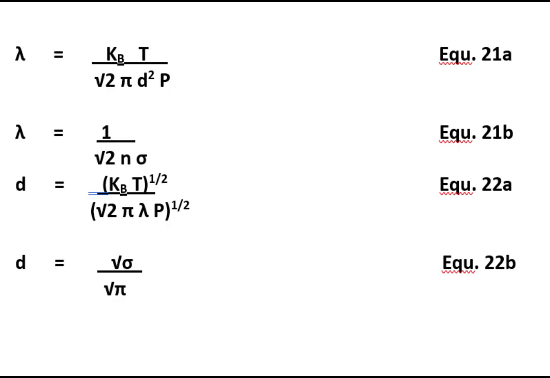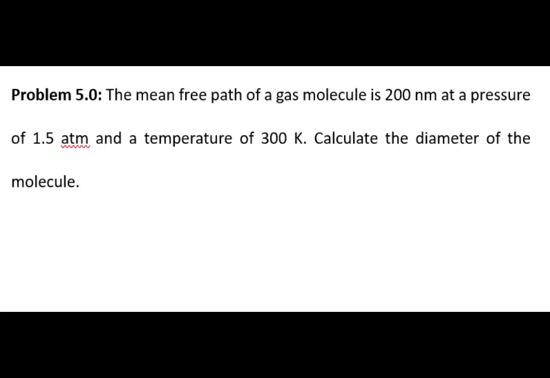Problem 5.0. The mean free path of a gas molecule is 200 nanometers at a pressure of 1.5 atm and a temperature of 300 K. Calculate the diameter of the molecule. A simple guide is that equation 22a will be used, and the answer is 3.2 times 10⁻¹⁰ m, or 3.2 Å, angstrom.